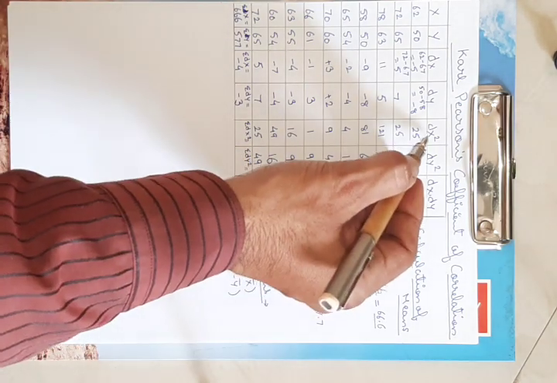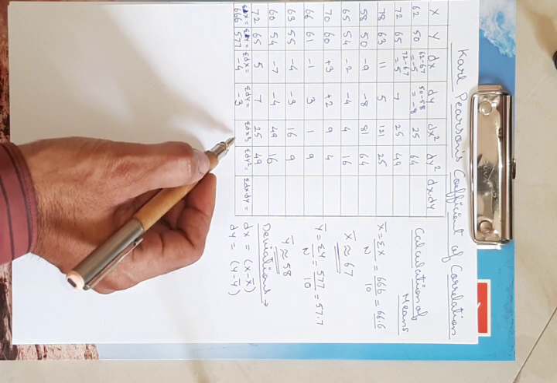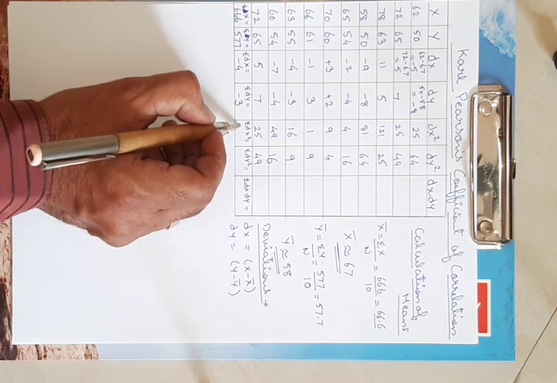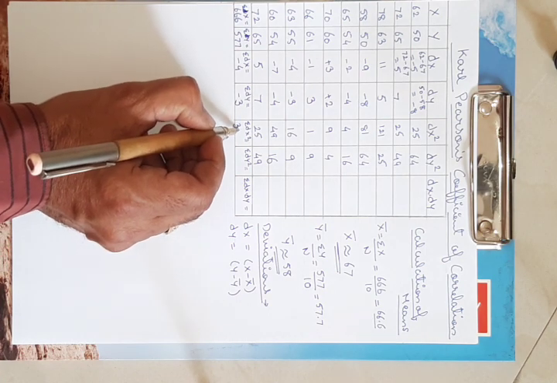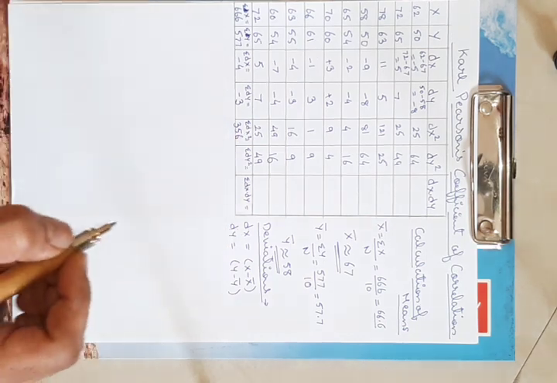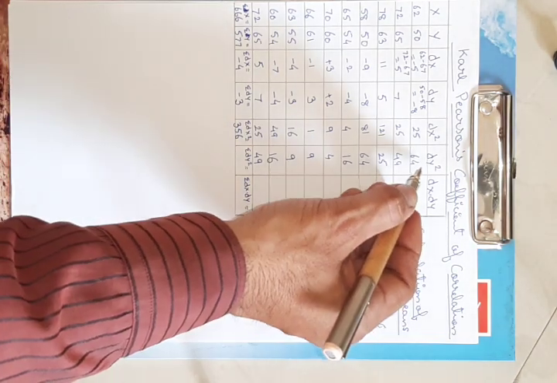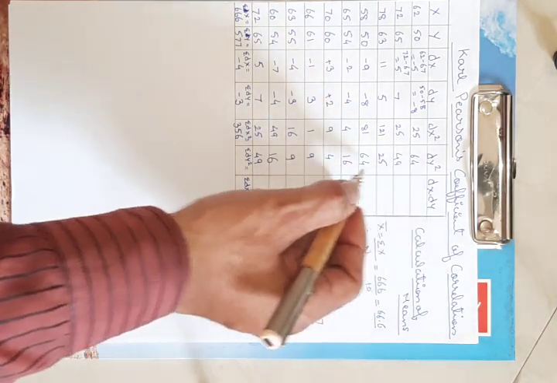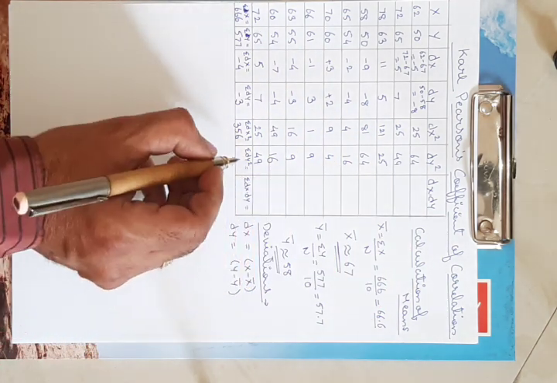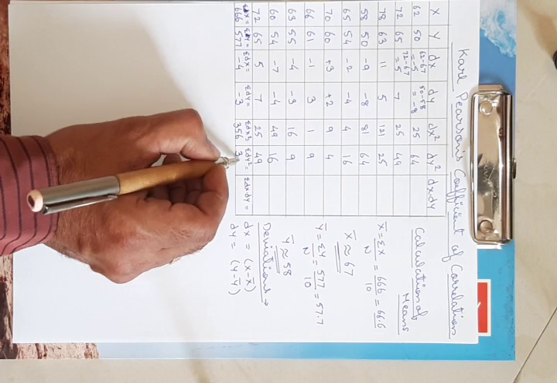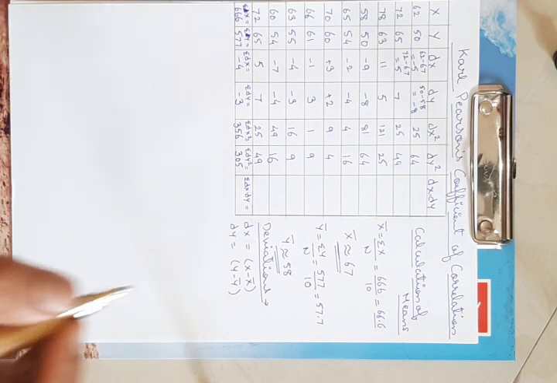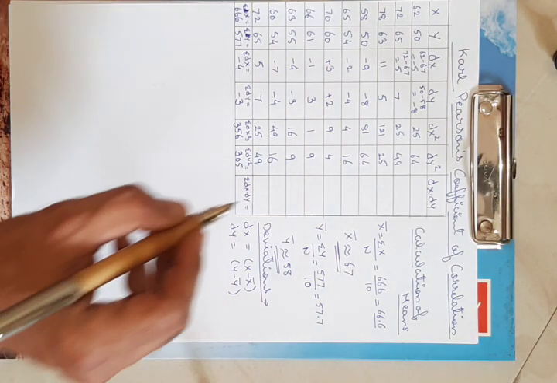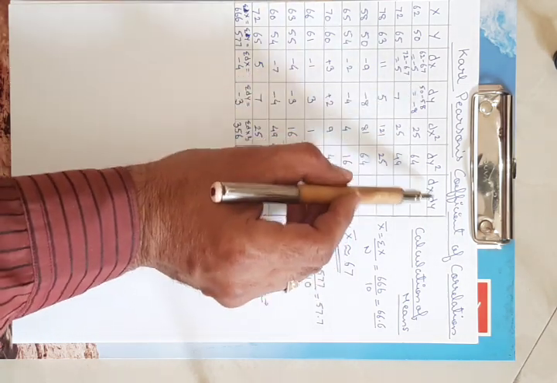We need to calculate the summation of dx square also. So the summation of dx square in this problem comes out to be 356. Finally, we need to calculate the summation of dy square also. That means addition of all the numbers of dy square. So here it comes out to be 305.